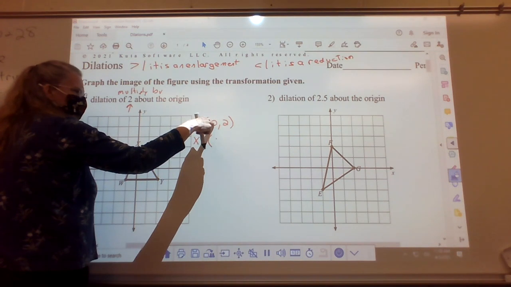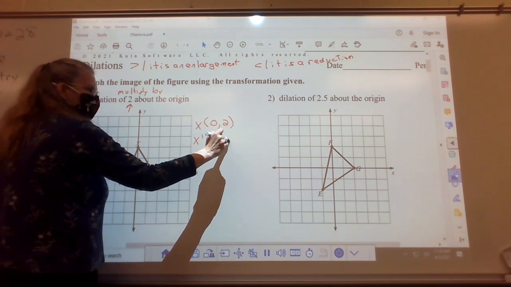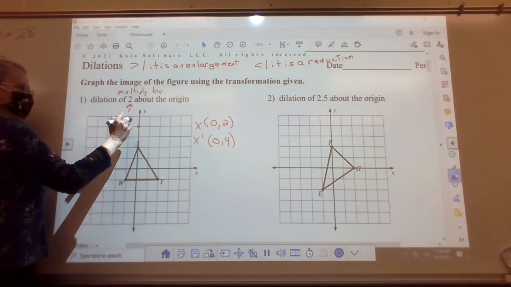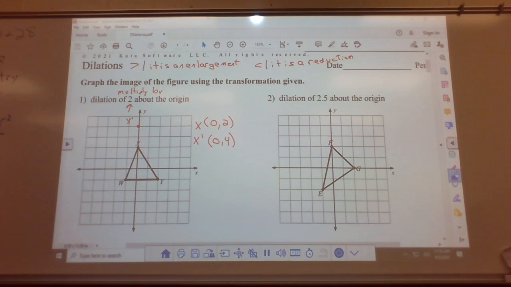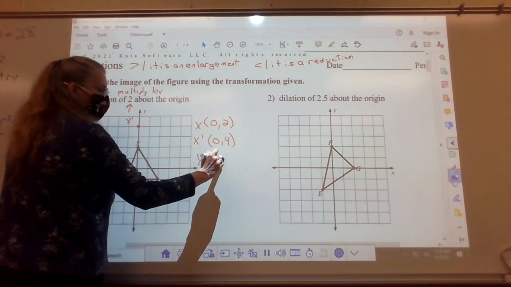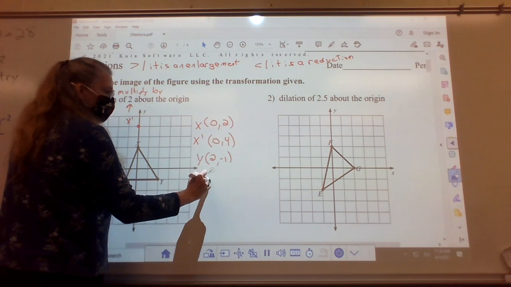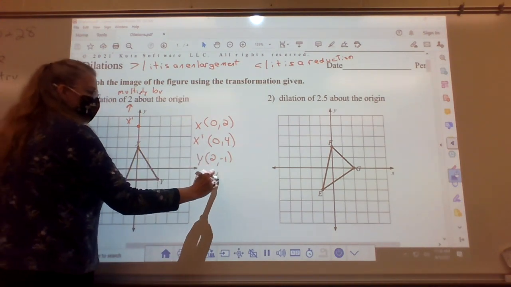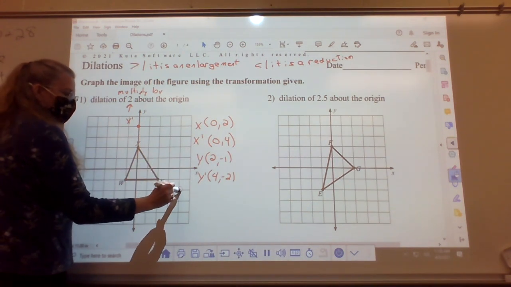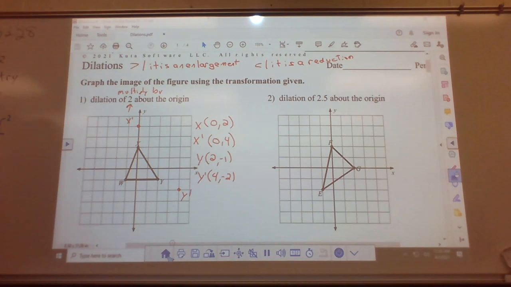Well, 0 times 2 is just 0 again. I get 0, 4. So 0, 1, 2, 3, 4. That's my new x up there. So y is currently at 2, negative 1. So my new y, multiply both of them by 2, 4, negative 2. 1, 2, 3, 4, down 2. There's my new y. That's the new one.